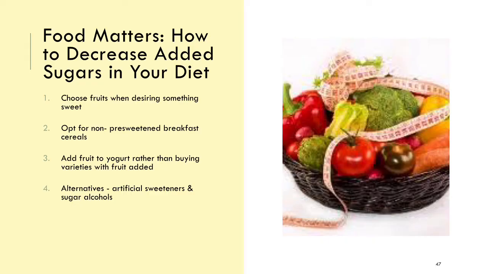Now, this has always been talked about: natural sugar versus added sugar. Choose food that contains natural sugar rather than added sugar. So choose your fruits and your vegetables. Instead of taking something sweet without any other nutrients, take something sweet that has other nutrients with it. So choose fruits when designing something sweet, or for non-pre-sweetened breakfast cereals. Add fruits to yogurt rather than buying varieties with fruits added. You can buy plain yogurt, cut fresh fruits and add them in, rather than buying the ready-made yogurt with all the sugar-coated fruit cubes inside.